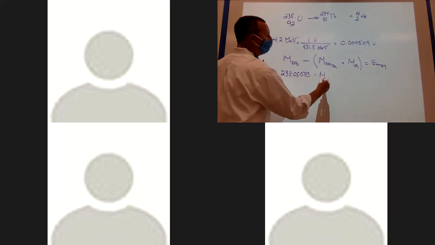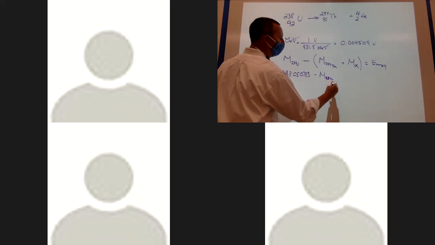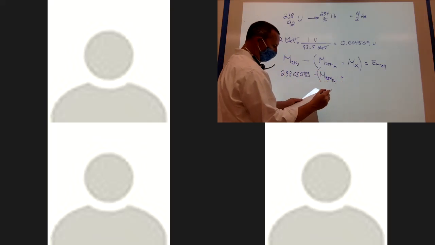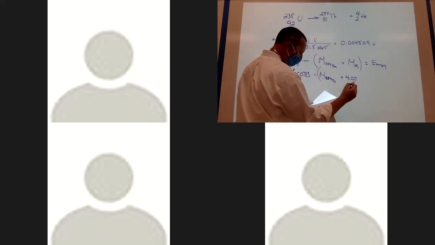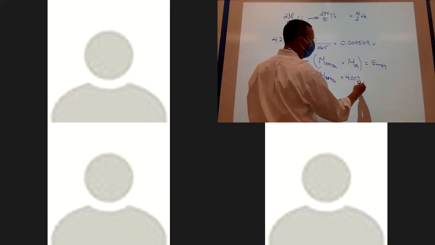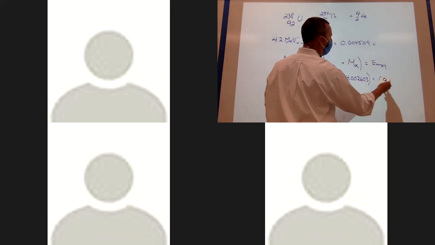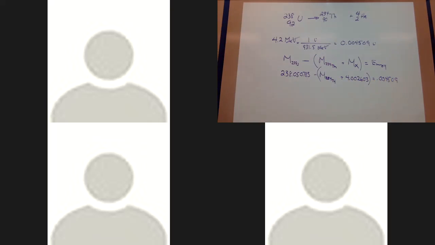238.050783 minus the mass of the thorium plus the mass of the alpha particle, 4.002603, is equal to 0.004509.